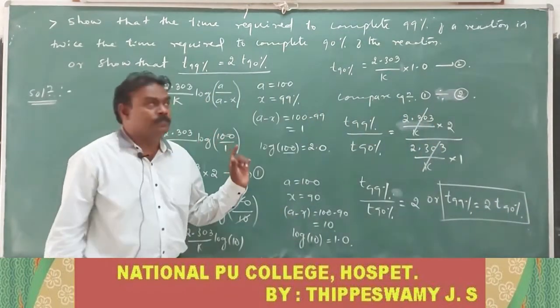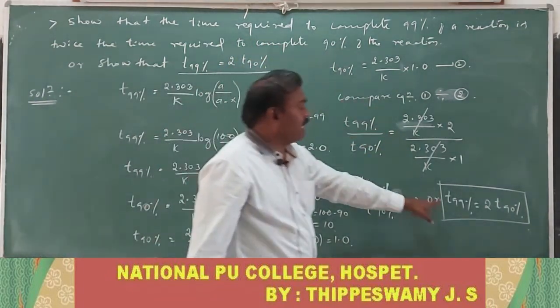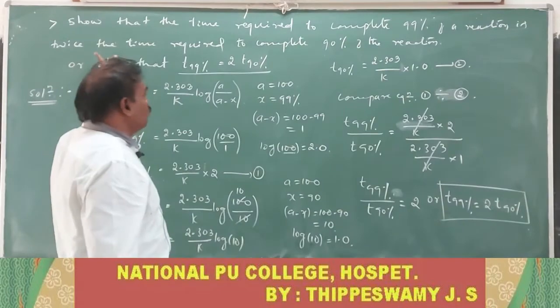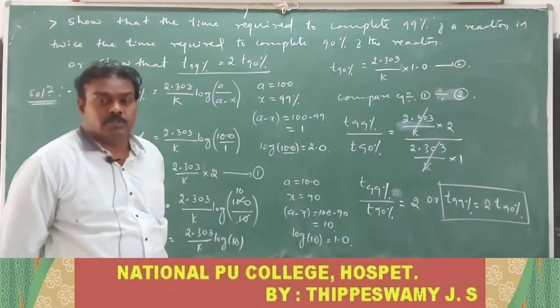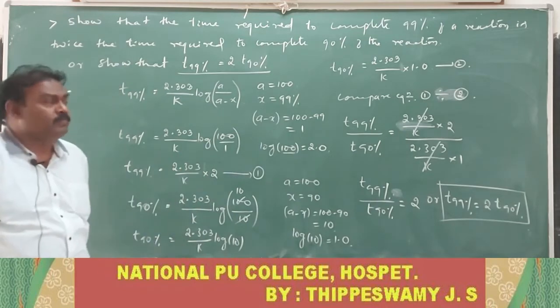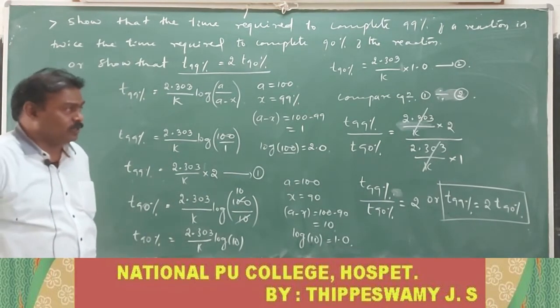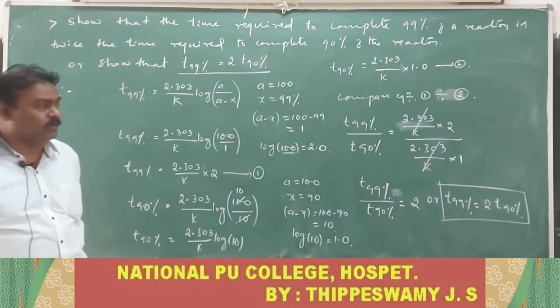Show that the time required to complete 99% of reaction is twice, that is 2 times the time required to complete 90% of the reaction. So this is one of the important ones. Remember properly, it is for long answer questions also at PUC level. You have to simplify like this only. It is very important.